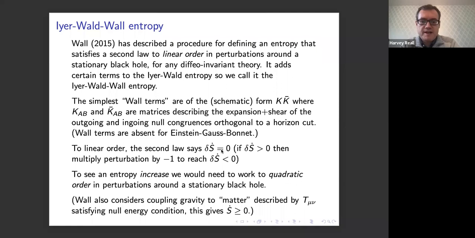So if you really want to see an entropy increase, you have to go beyond linear order and work to quadratic order in perturbations around a stationary black hole, which is what we'll be doing.